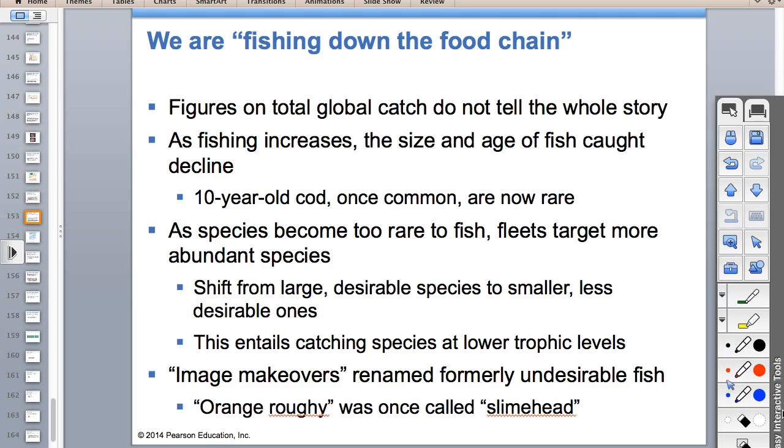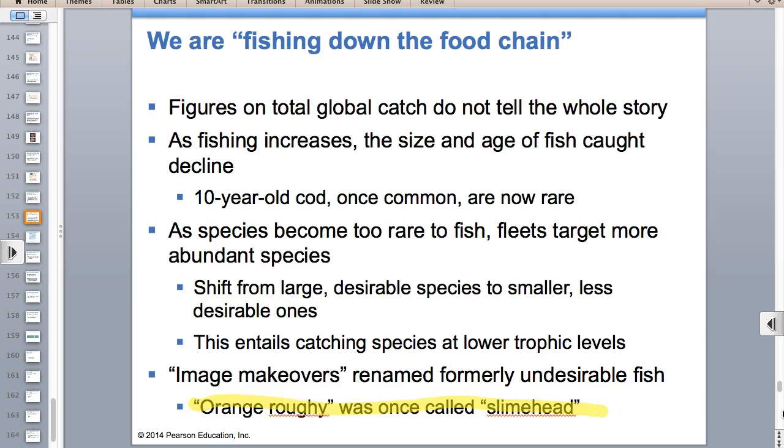Sorry. Oh, yeah, this is funny. Orange roughy was once called slimehead. I've actually seen orange roughy on the menu, and I was like, oh, that sounds good. I didn't know it was called slimehead.